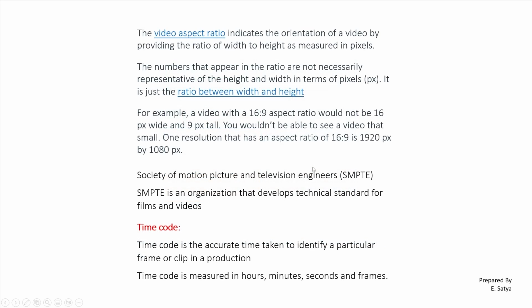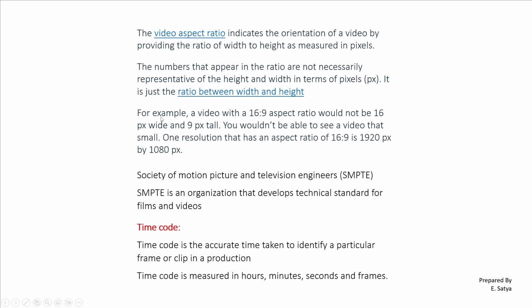Here the video aspect ratio indicates the orientation of a video by providing the ratio of width to height as measured in pixels. To measure the height and width of the video, we use pixels. The numbers that appear in the ratio are not necessarily representative of the height and width in terms of pixels. It is just the ratio between width and height.